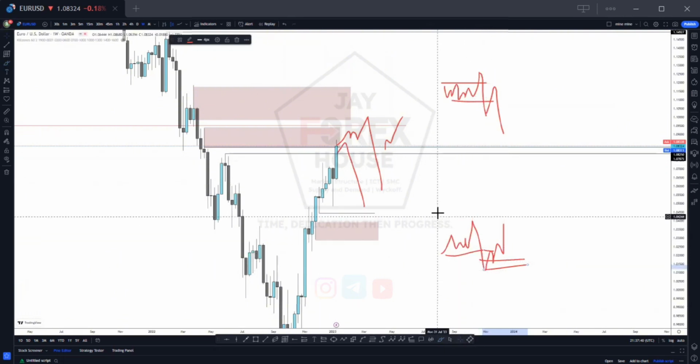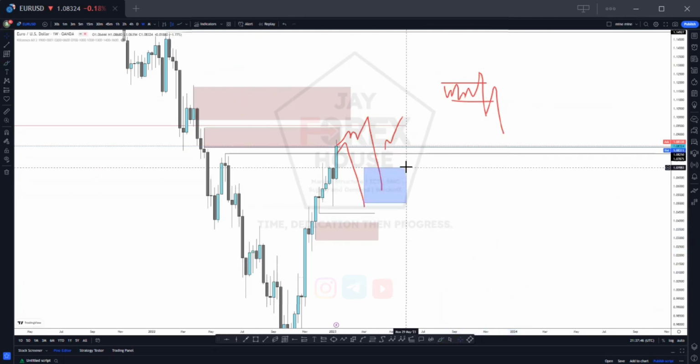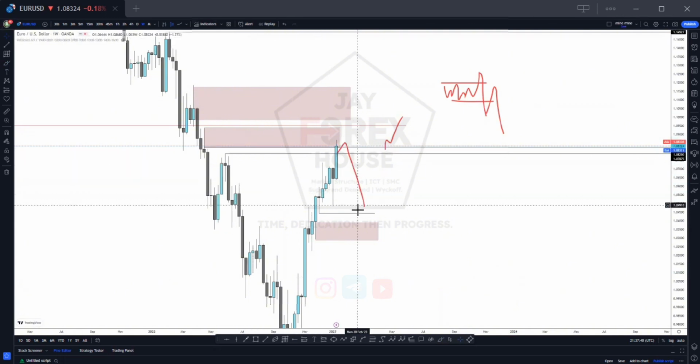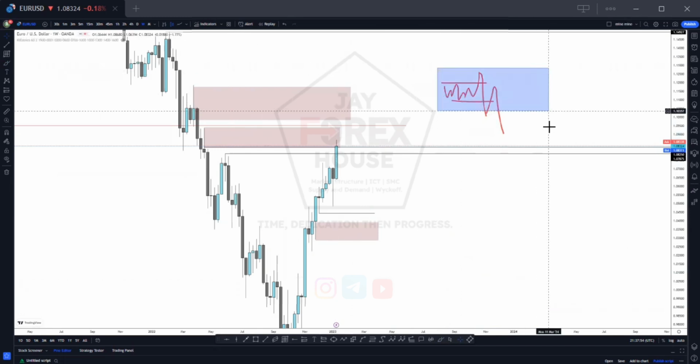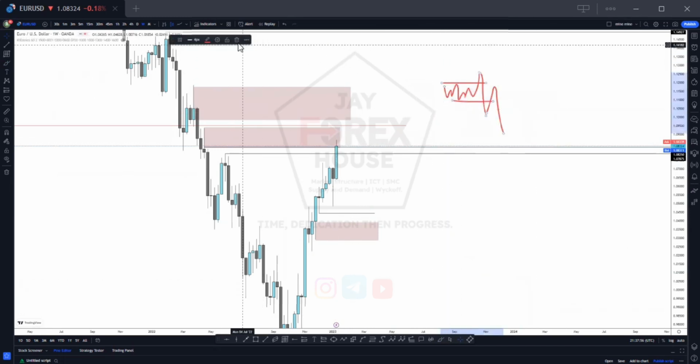Okay, so thank you. That's a selling point from the weekly, but that doesn't mean that the POI has to be all from the weekly time frame. So let me continue. Just take all this out.